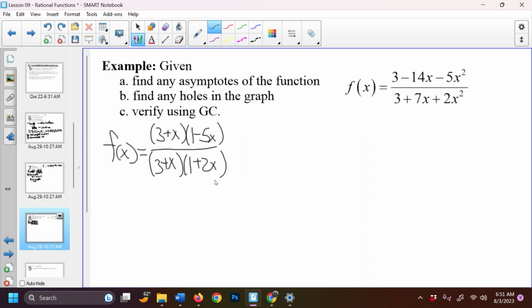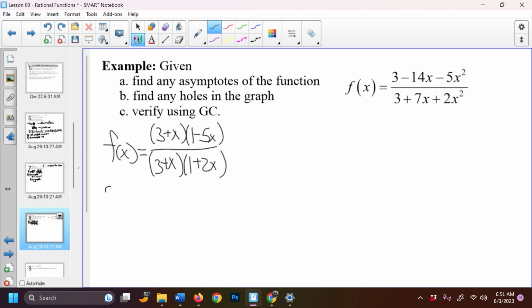And this is the first instance in which we have a reducible factor. Notice I have 3 plus x in the numerator and I have 3 plus x in the denominator. So these two things tend to cancel out, but that doesn't mean that the division by 0 goes away. And I will show that in Desmos. But it does mean that instead of a vertical asymptote, what we will have is a hole. So when you look at part B, it says find the holes of the graph. This thing is going to have one.